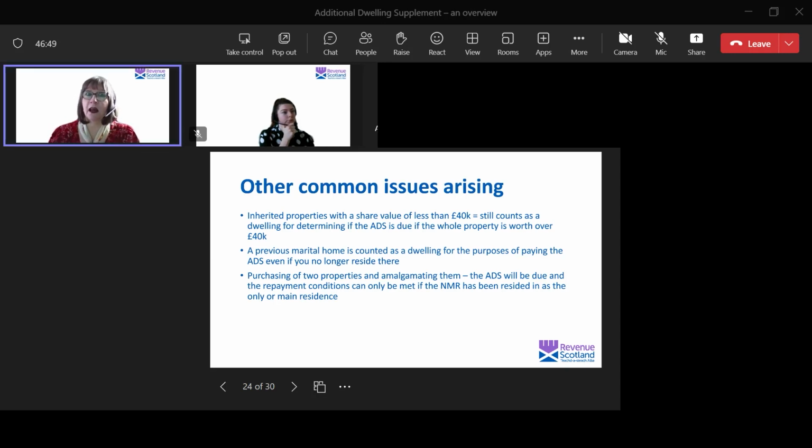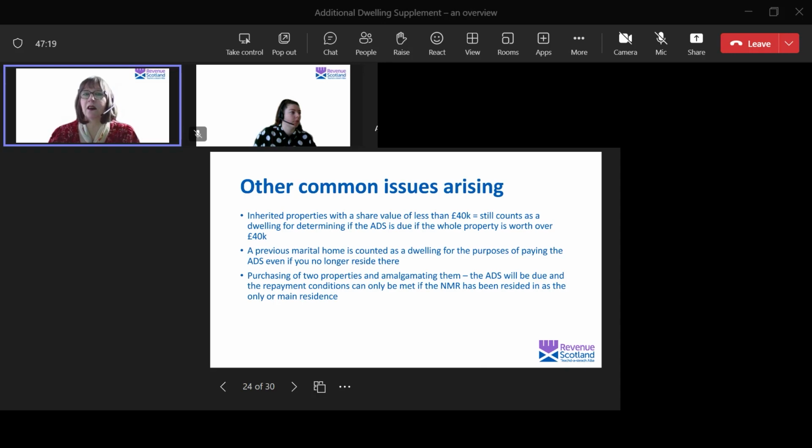There is a difference in that point if your name has never been on the title deeds and you've now separated. That wouldn't be counted, but if you're on the title deeds and you still have ownership, that's where that one is counted. Now, those two points are being considered within the Scottish Government consultation, so there may be changes suggested for those two. The third point is something that we've covered briefly in the amalgamation of properties.